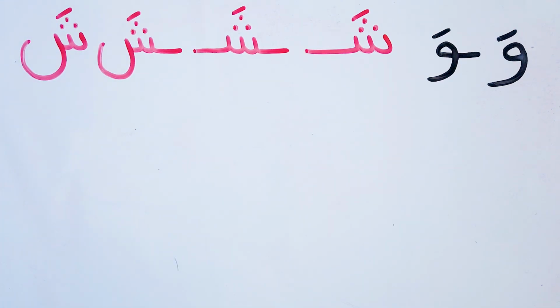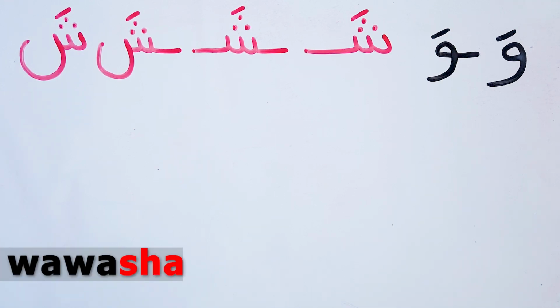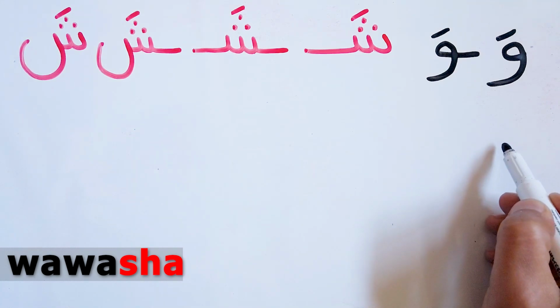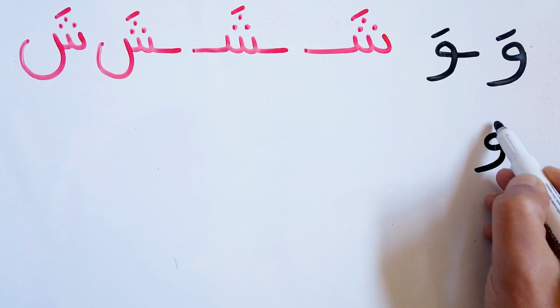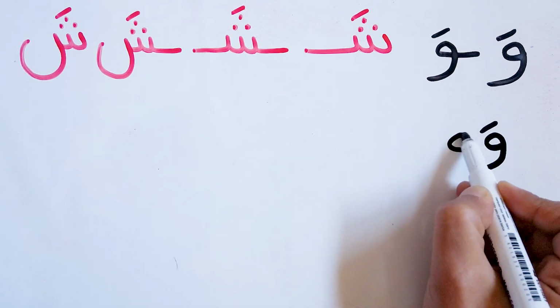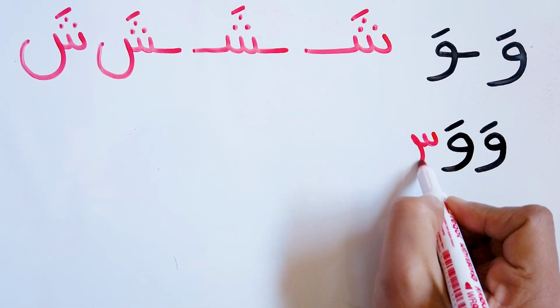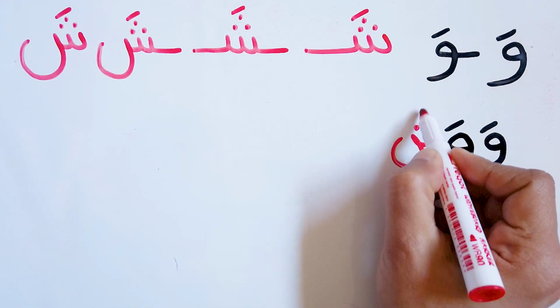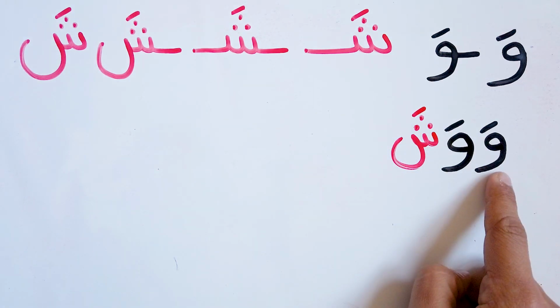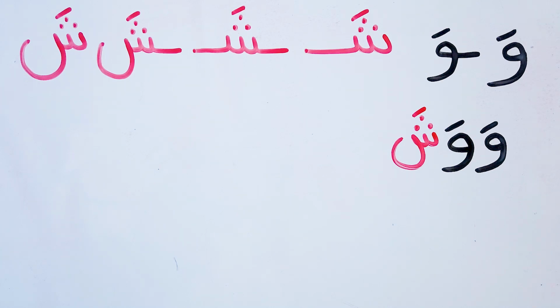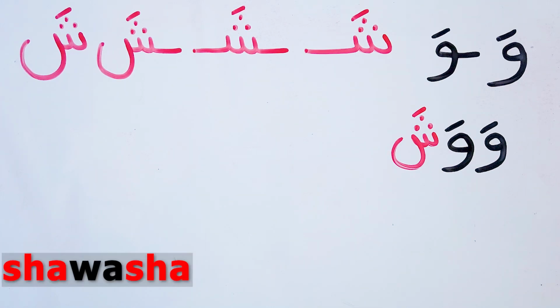Let's write our beautiful 5 words. The first one is Washasha. Washasha. Let's write. Write with me, please. Wa, sha. Wa is a refusal letter. I think now you know why it looks like this, the word. The second word is shawasha. Shawasha.